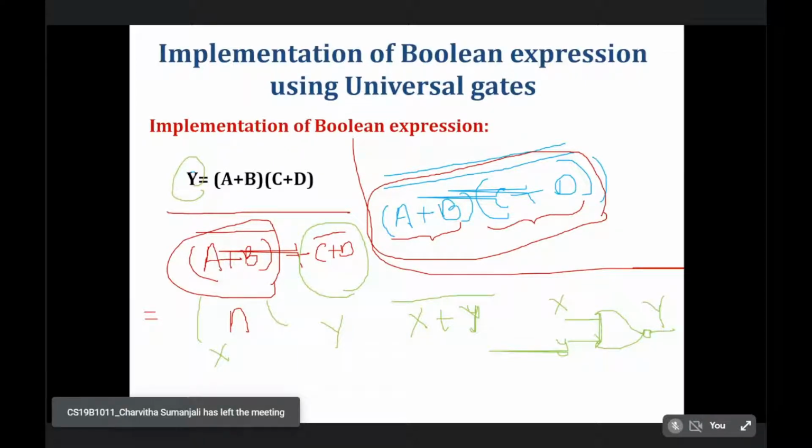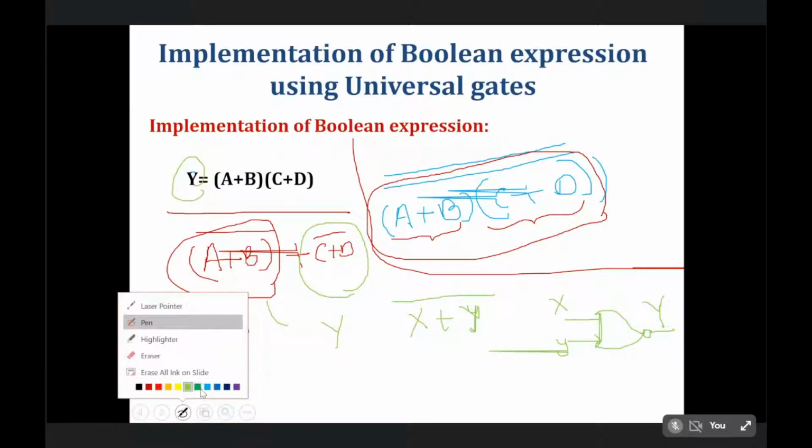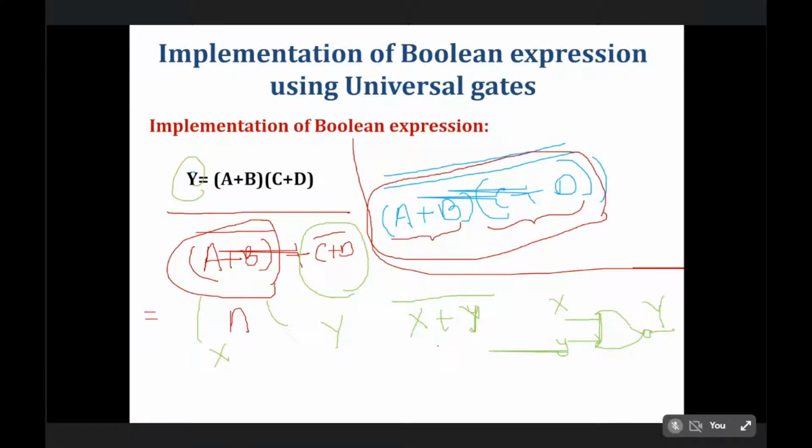So now we have to implement the x and y. Here x is equal to a plus b whole bar, and y is equal to c plus d whole bar.